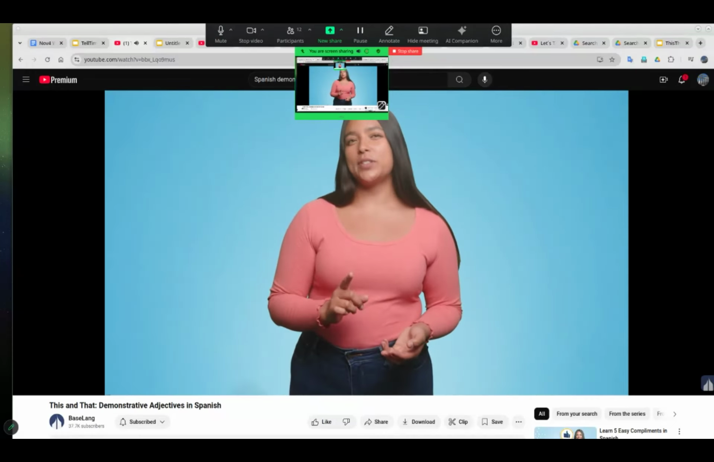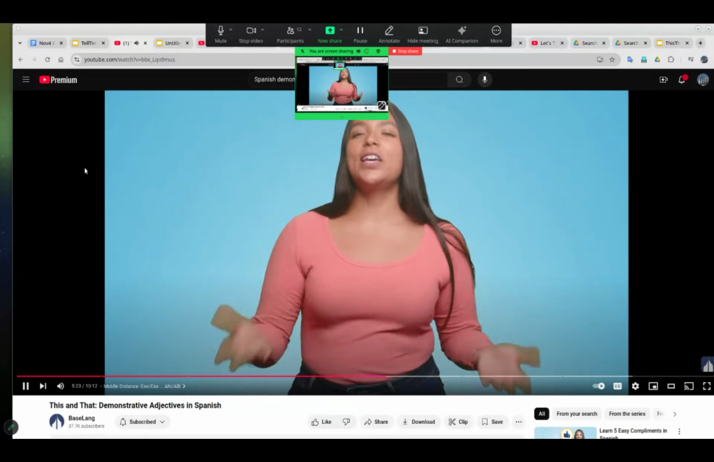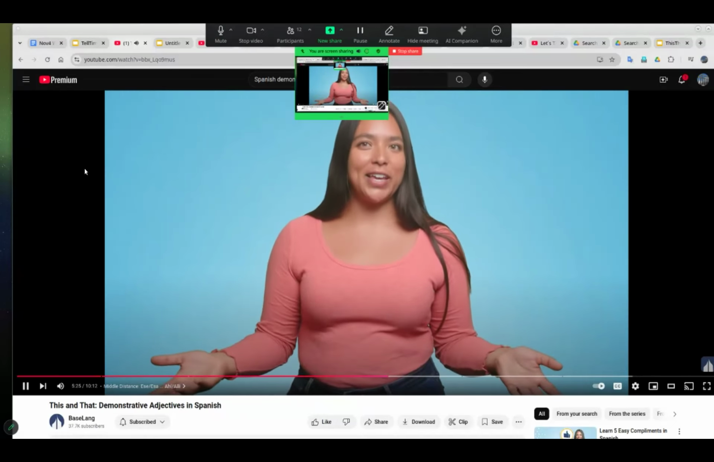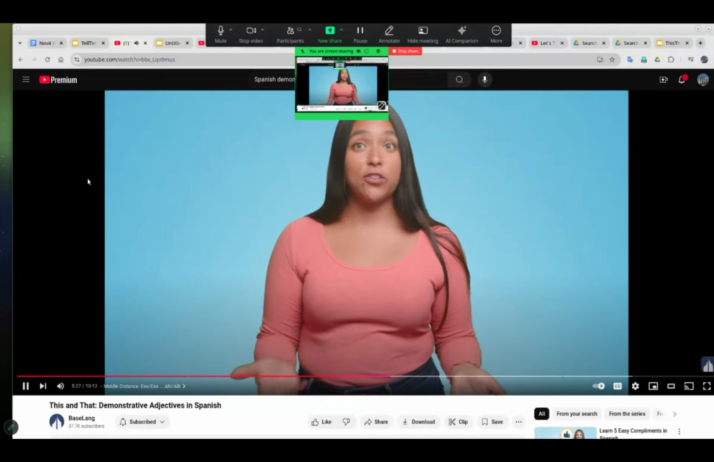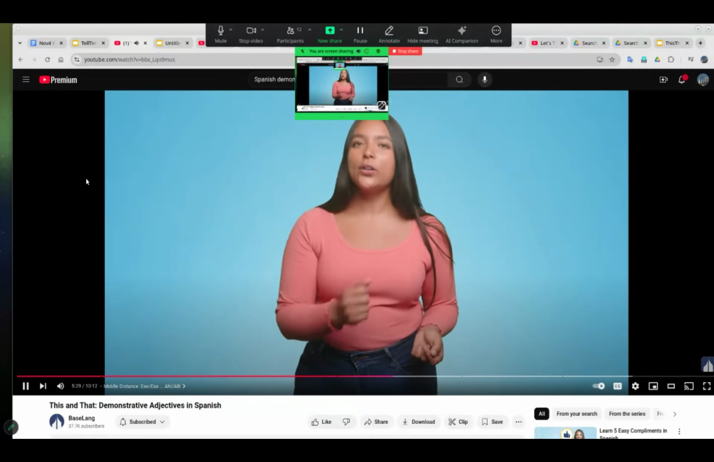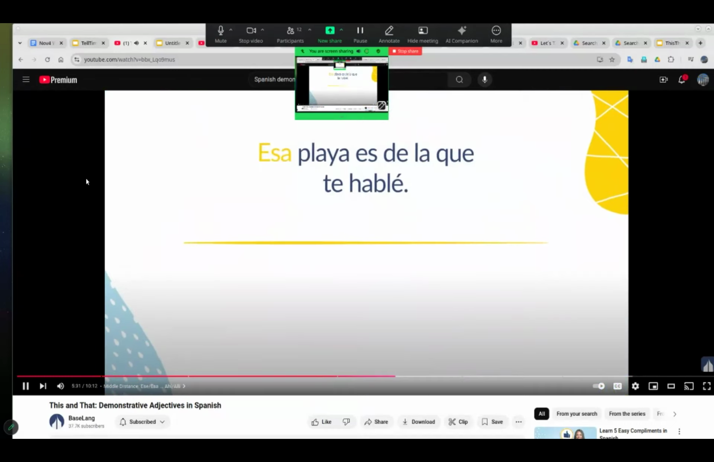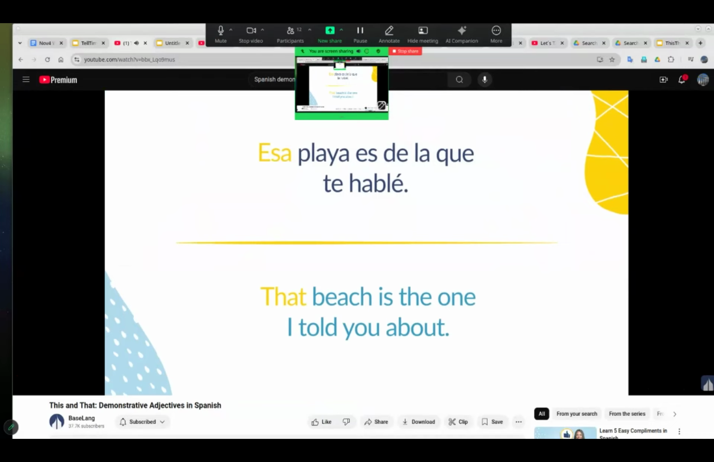This will make a bit more sense when we see it in a sentence. Say you and your friend are on a tropical vacation and you spot a beautiful beach that you've been wanting to pay a visit. You might tell your friends, "Esa playa es de la que te hablé." That beach is the one I told you about. The word esa is used here because the beach is a medium distance away from you. And of course, esa is in the feminine form to match the noun la playa, or beach.